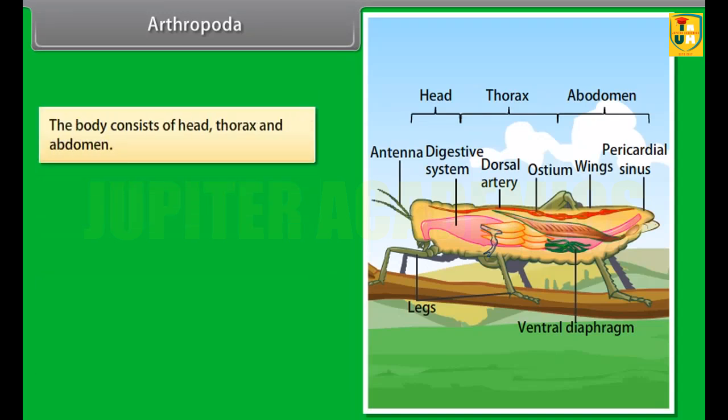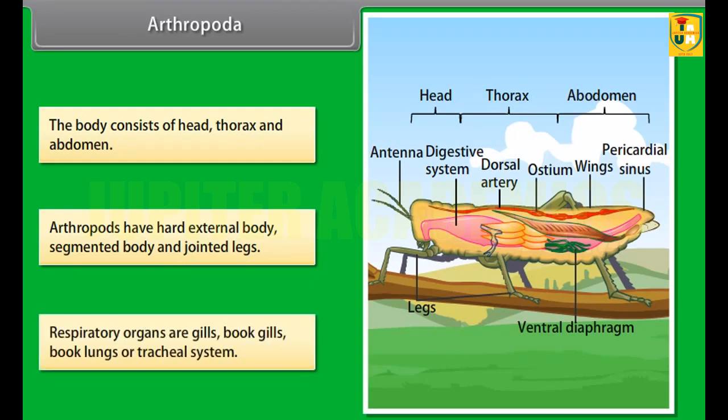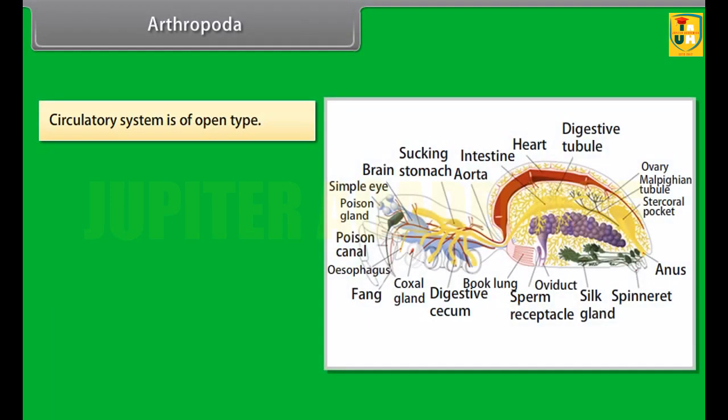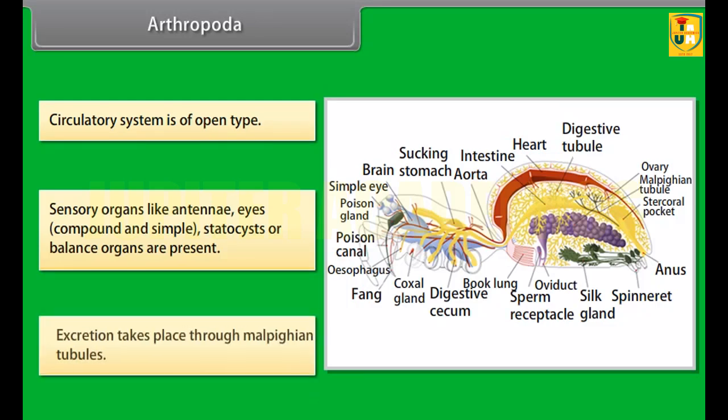The body consists of head, thorax and abdomen. Arthropods have a hard external body, segmented body and jointed legs. Respiratory organs are gills, book lungs or tracheal system. Circulatory system is of open type. Sensory organs include antennae and eyes, that is compound and simple. Statocysts or balance organs are present. Excretion takes place through Malpighian tubules.